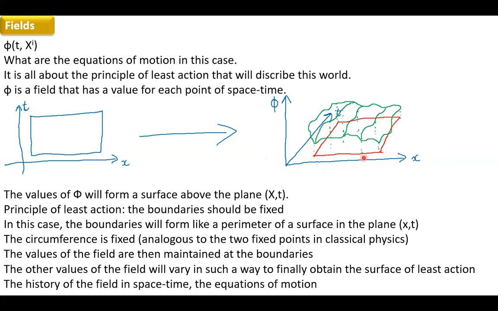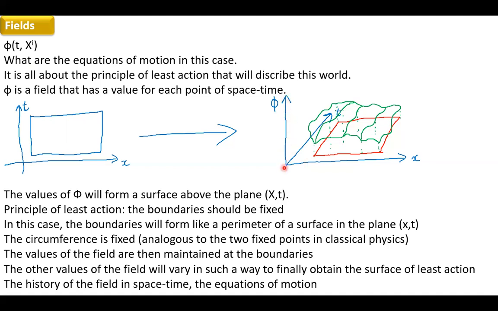And our boundaries are this rectangle in red. So this rectangle here, the boundaries in space-time, is plotted in red. So the zone delimited by the red line, that can be of any shape, is the portion of space-time where we have the variation of the field phi. So phi varies within these boundaries of space-time. So for each point here in the plane xt within the red boundaries, we have a value of phi.